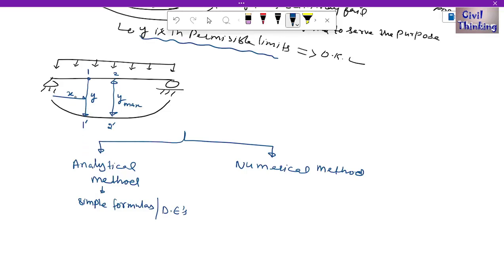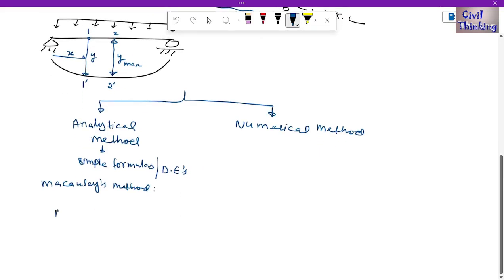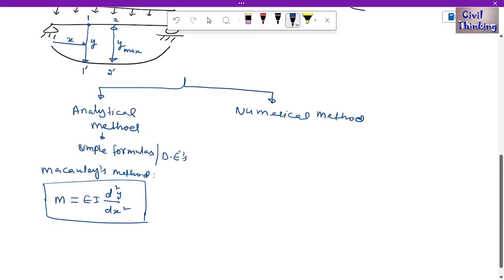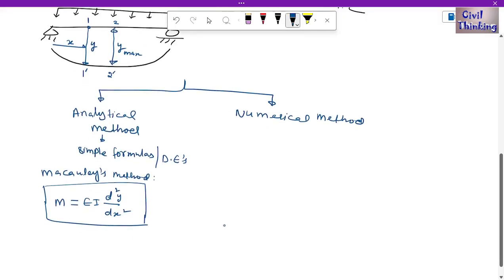If you want to find the deflection of a point in a beam at a distance x from the support, then according to, for example, Macaulay's method, we know M is equal to EI d square y divided by dx square. You might have seen this in the structural analysis subject. According to Macaulay's method, moment is equal to EI times d square y divided by dx square. Now we have to find what?